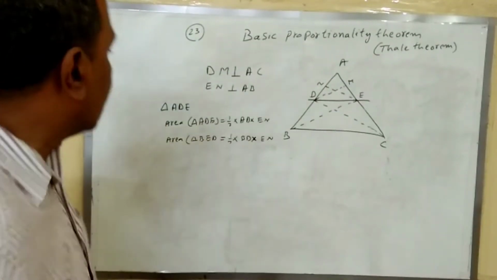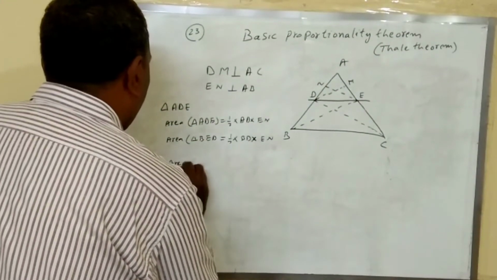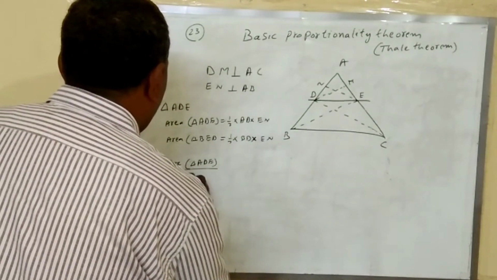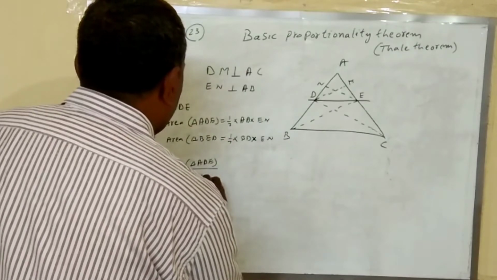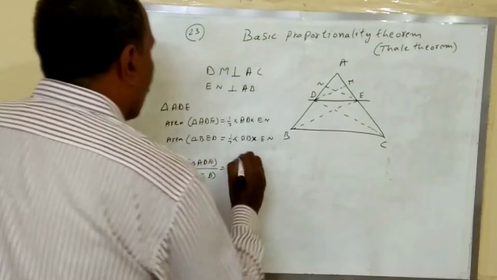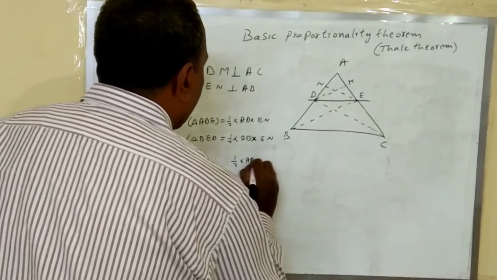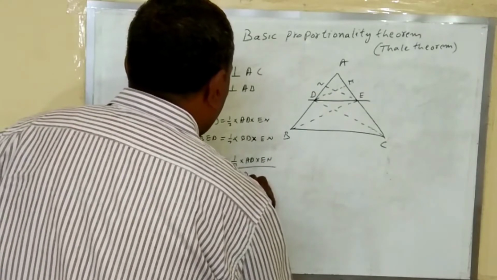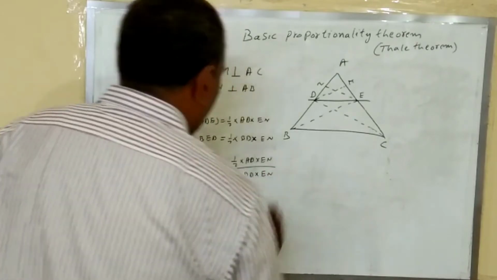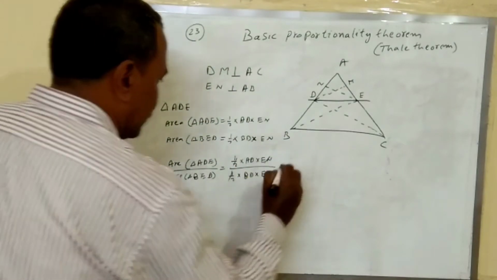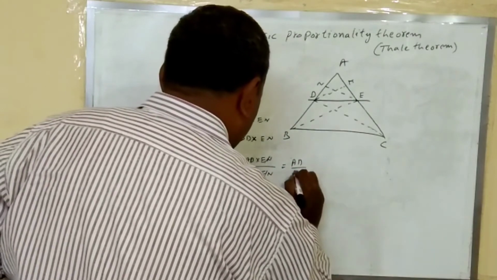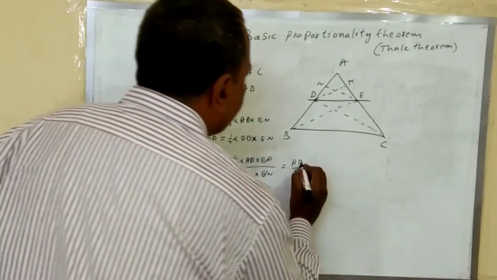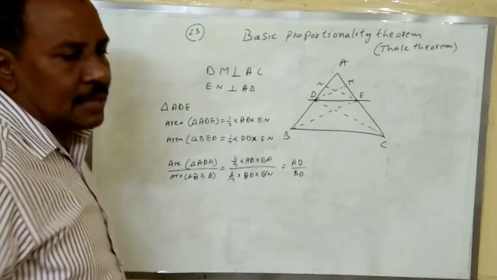Now what you have to do is divide the area of triangle ADE by the area of triangle BED, which is equal to half into AD into EN by half into BD into EN. Now I can cancel half and half, EN and EN. So which is equal to AD by BD, or AD by DB. Okay, AD by DB or AD by BD. Okay, everything is the same.